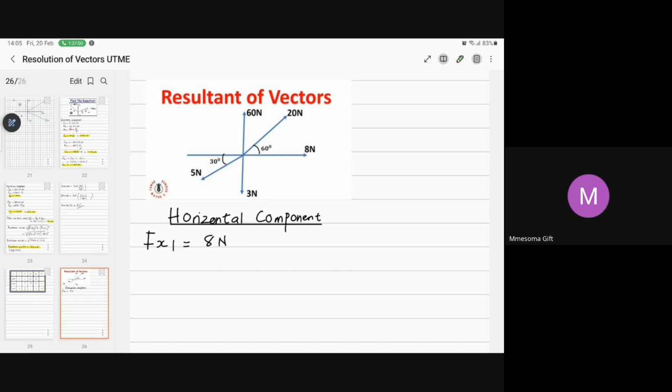Give me a thumbs up if you understand what I mean by we're not resolving the other side again. That is already on the horizontal. Anyone that understands? Giving me a thumbs down.